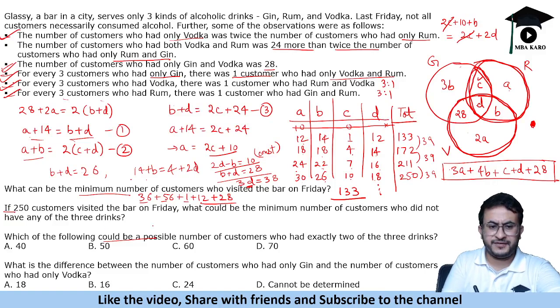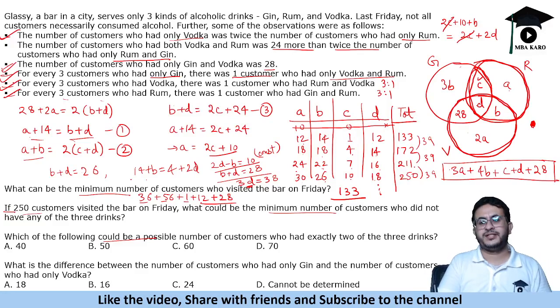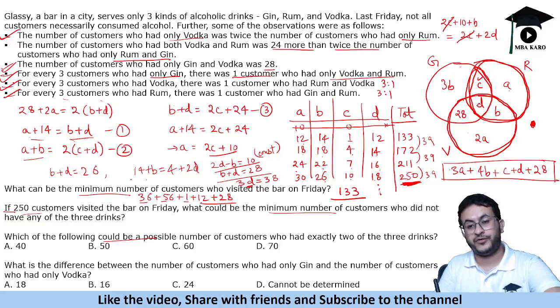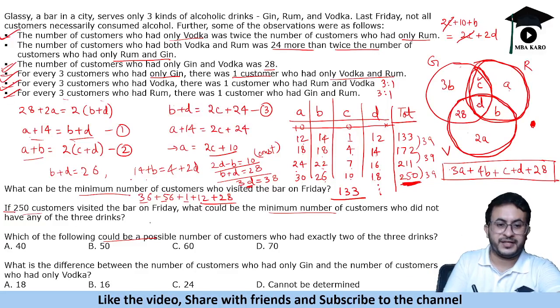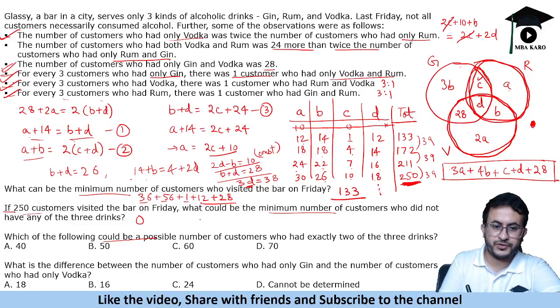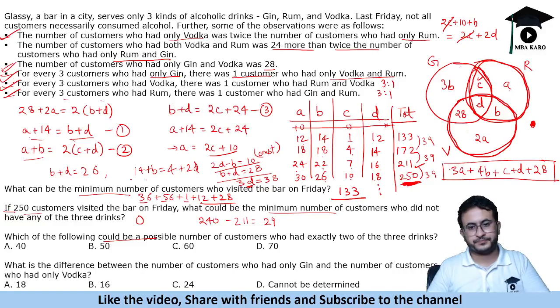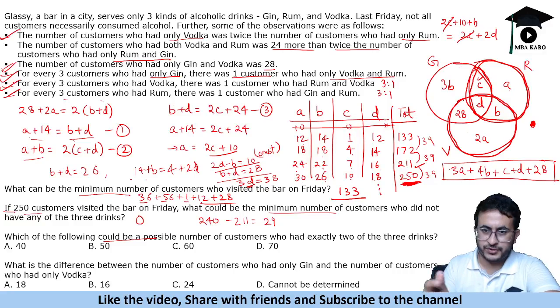Now we will take this case. If 250 customers, it is saying the minimum number of customers who did not have any of the 3 drinks. Okay. Now if you consider this case, 250 customers are visiting and 250 of them are drinking, right? So we can have the number as 0. Now it does not mean that all necessary numbers will be 0. Suppose the question was 240 customers, right? So we would have taken this case and we would have done 240 minus 211, so that is 29, right? So it is not necessary that it is going to be 0 always. Okay.